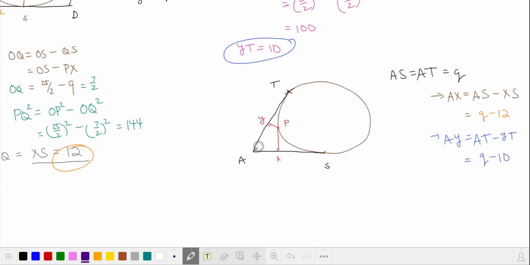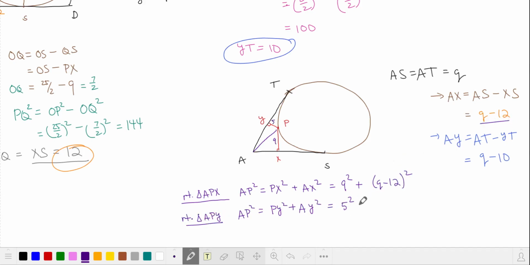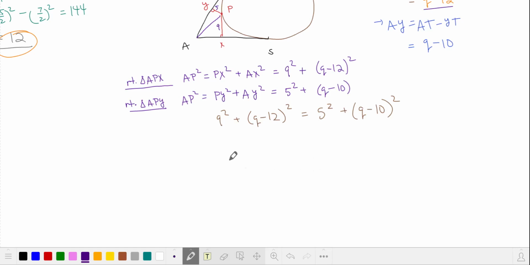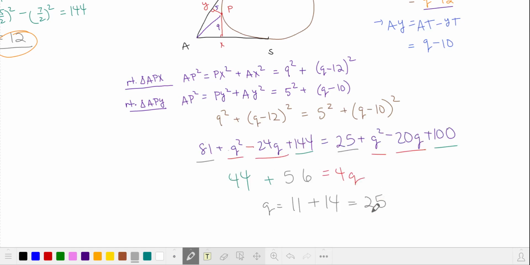Now I'm going to draw AP, which is the hypotenuse of two right triangles. From right triangle APX, we have that PX is 9 and AX is Q minus 12. From right triangle APY, PY is 5 and AY is Q minus 10. We can set these equations equal to each other, expand, and solve for Q. So Q is equal to 25.